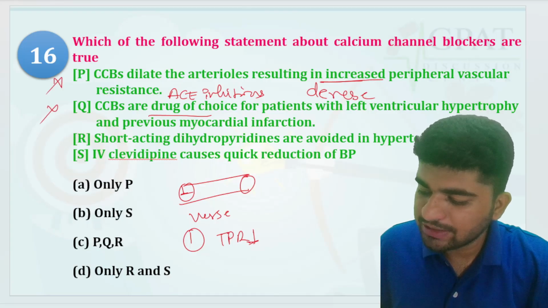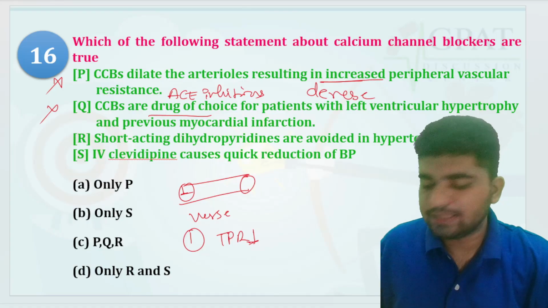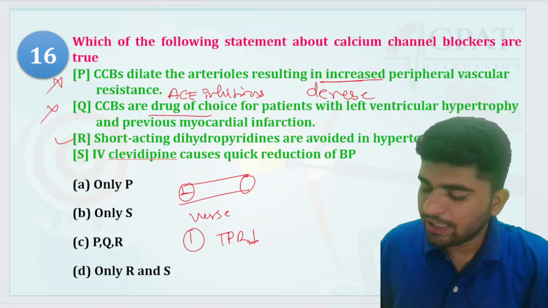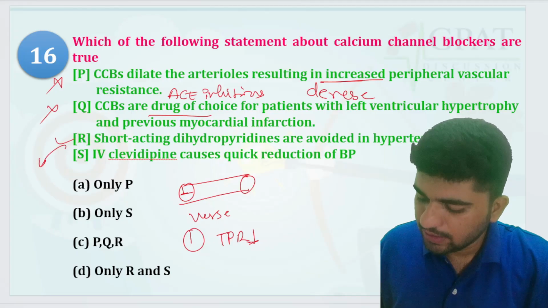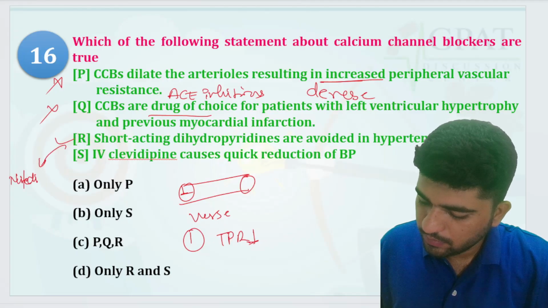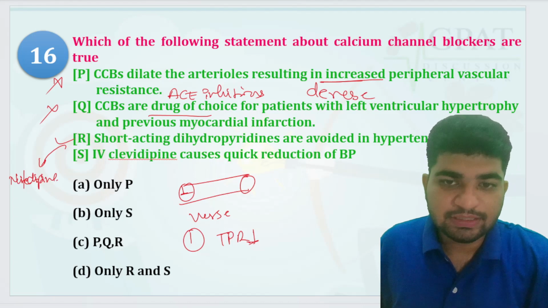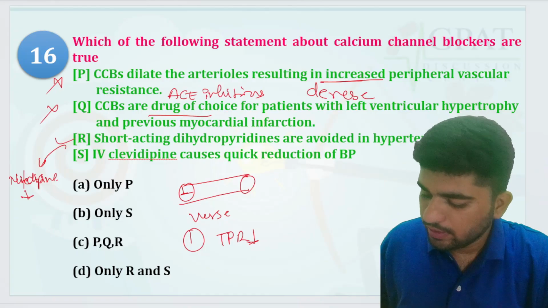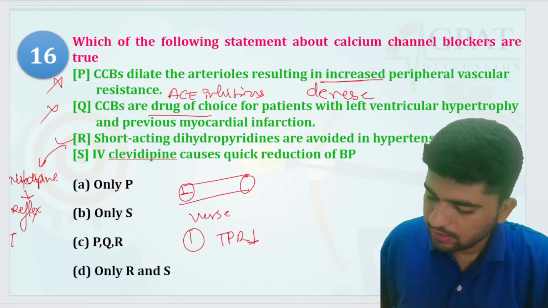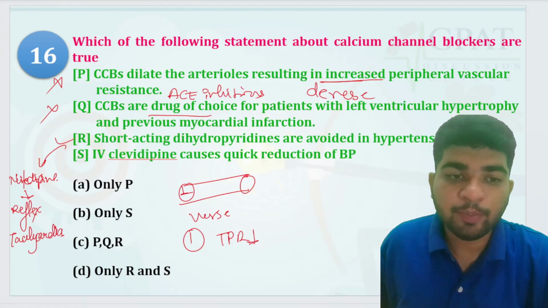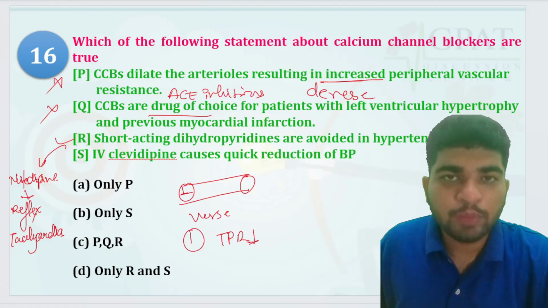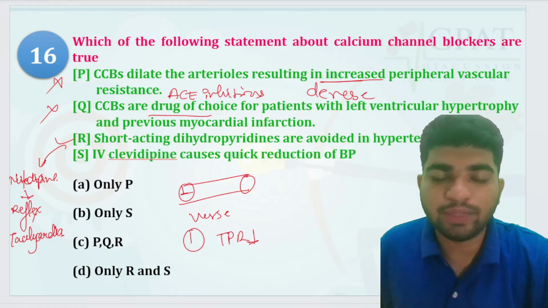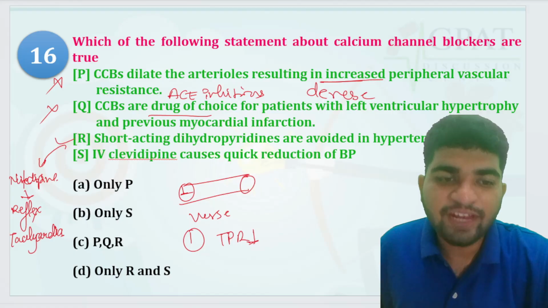Short-acting dihydropyridines are avoided in hypertension. Yes, it is a right option because short-acting dihydropyridines, for example nifedipine, are avoided in hypertension because they may cause reflex tachycardia. So there is an important adverse effect. You may note down that short-acting dihydropyridines, just like nifedipine, cause reflex tachycardia and should be avoided in hypertension.